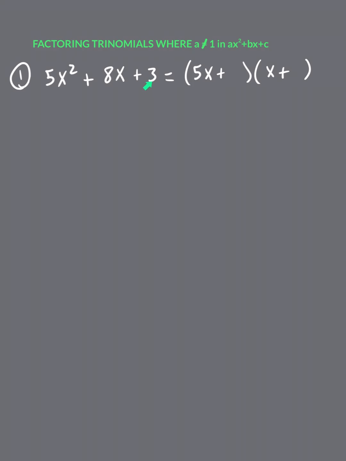And 3 also does not have many factors, just 3 and 1. And so your only options here are either the 3 will be here and the 1 will be here, or the 1 will be here and the 3 will be here. And so this is what I mean by guess and check. We really need to see which one of these factored forms is equal to this trinomial.